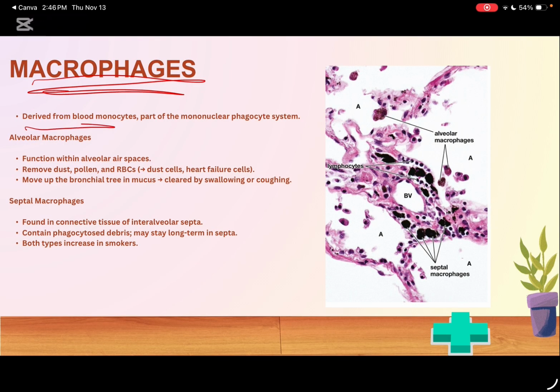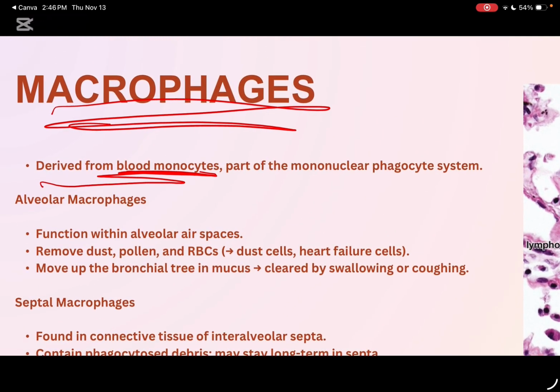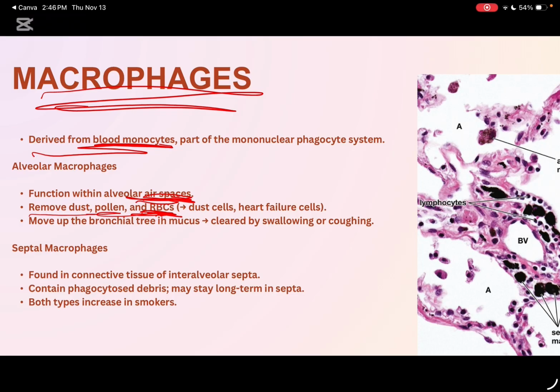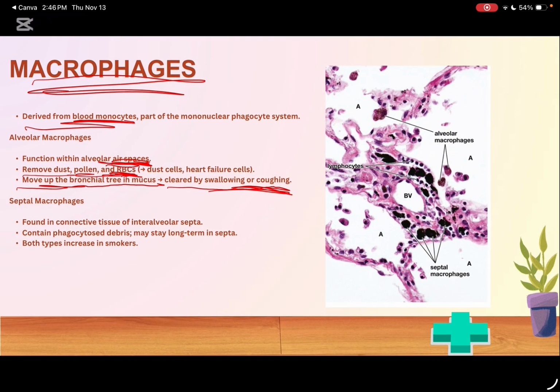Macrophages are derived from blood monocytes, and they are part of the mononuclear phagocyte system. The functions of these are, they function within alveolar air spaces, and they remove dust, pollen, and RBCs. By RBCs, I mean the non-functioning ones. Moving up the bronchial tree in mucus and cleared by swallowing or coughing. So as I told you, macrophages play a very vital role.